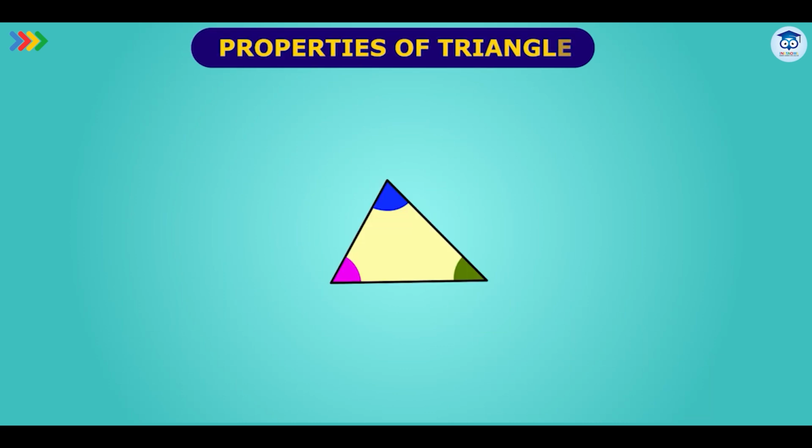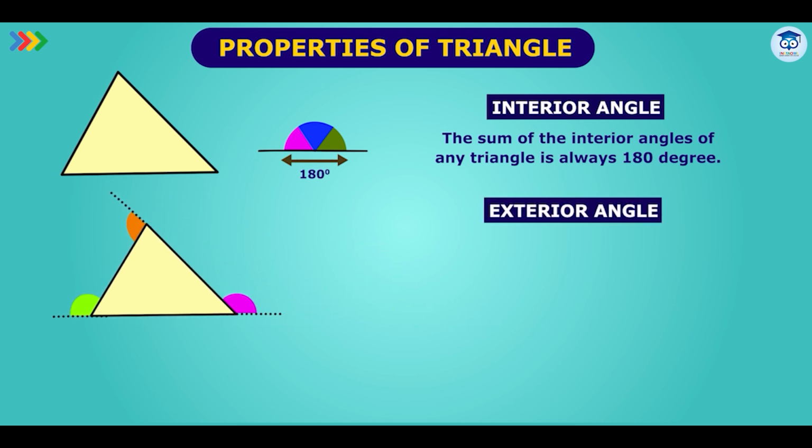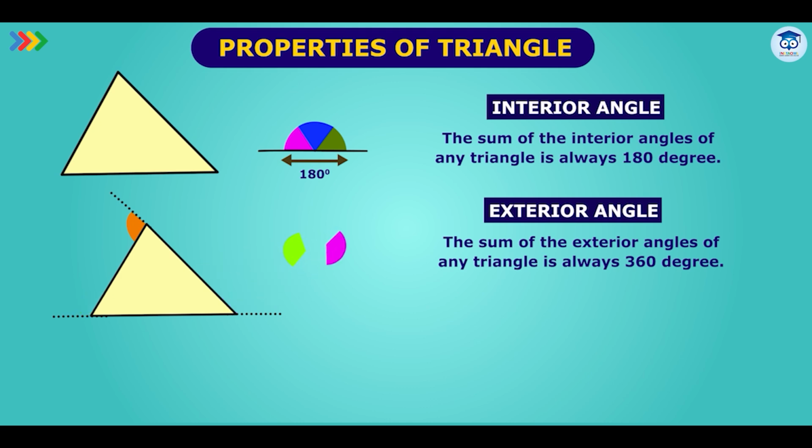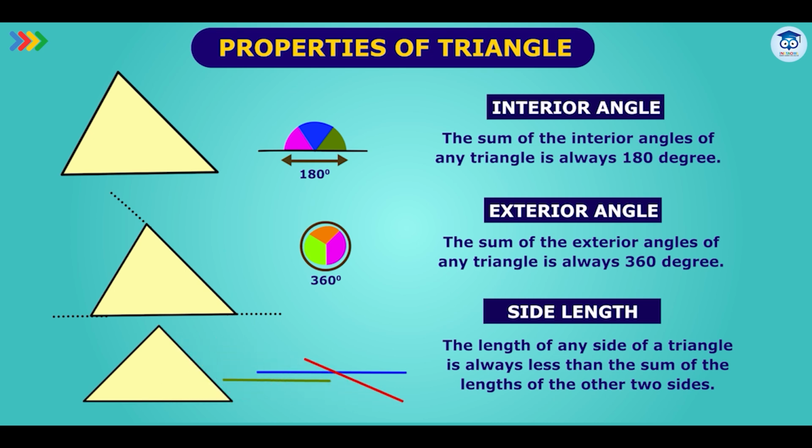Okay, next we are going to learn about the properties of triangle. So the first property is that the sum of all the interior angles in any triangle is 180 degrees. Right, the second is that the sum of the exterior angles of any triangle will be 360 degrees. Okay, and we have three sides, right? So the length of any side of a triangle is always less than the sum of the lengths of the remaining two sides. So these are a few basic properties of triangle.